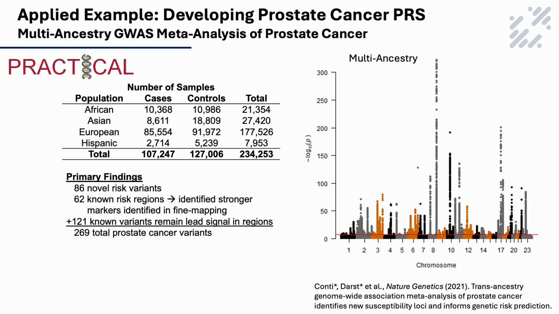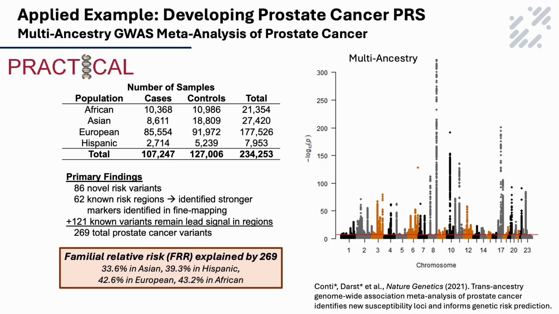We found 86 novel risk variants that were associated with prostate cancer risk. For 62 known risk regions, we were able to identify stronger markers of risk using the fine-mapping approach that I mentioned, and 121 other known variants remained the lead signal in their regions, which brought the total to 269 prostate cancer risk variants that we knew of at the time that we conducted this study. In total, these 269 variants accounted for about 34 to about 43% of the familial relative risk of prostate cancer, meaning that we're able to account for a lot of the genetic variation of prostate cancer, but there's still more that remains to be accounted for.